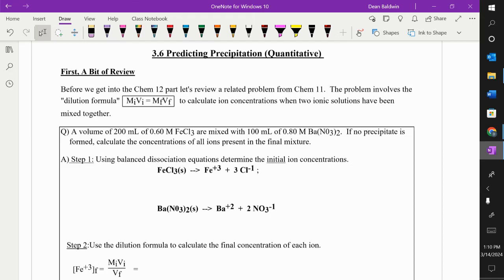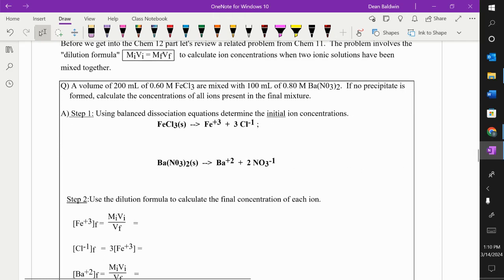Chemistry 11 for a sec here. So, you remember this formula? M1V1 equals M2V2. The concentration initially, which is the M, times the volume initial equals the concentration final times the volume final. Basically, it means the moles initial equals the moles final. That's where the formula comes from, because if you take the concentration and you multiply by the volume, you're left with moles.